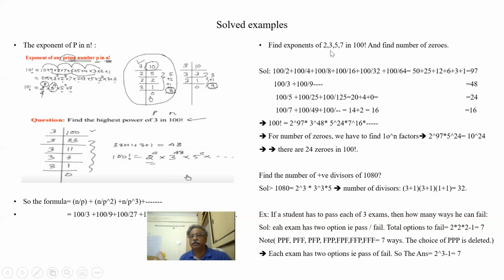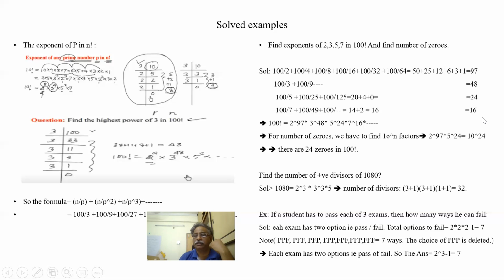Suppose 3: 100 by 3 plus 100 by 9, 100 by 27 plus like that. So we have seen 3 here, around 48. So this 48 has come here. For 5, 100 by 5 is 20, 100 by 25 is 4, and 125 is greater than 100, so 0. So these two, 4 plus 20, 24. For 7, we'll have 14 plus 2, 16. 7 cubed is going beyond this scope. This is not 7 into 3, it is 7 cubed, so going beyond 100.